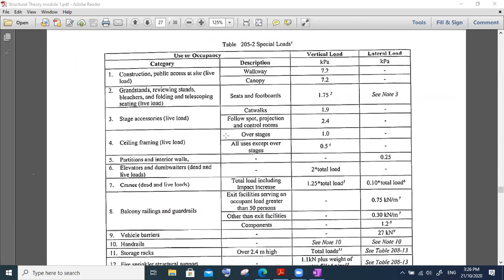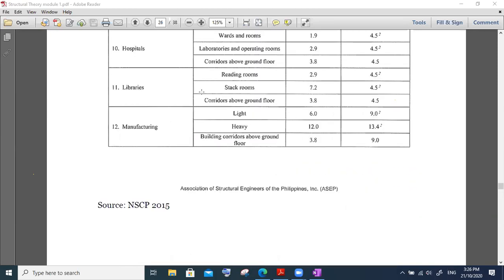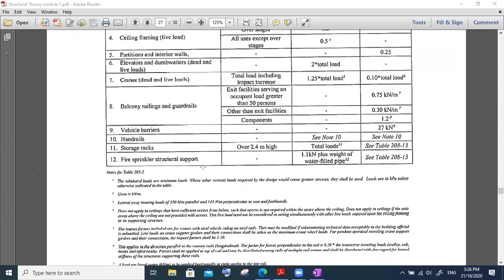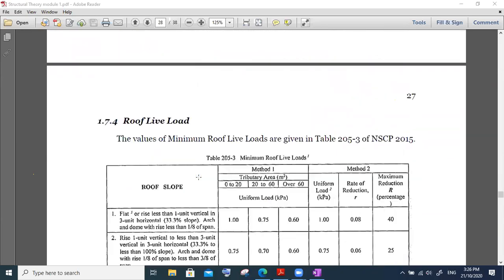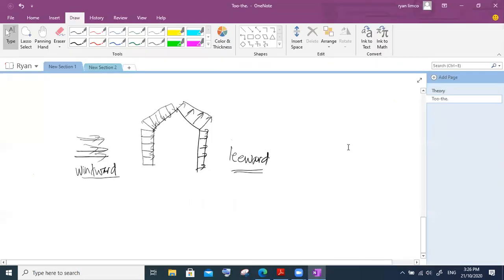And special loads. So, special loads is under din yan dito, no? Sa ating dead load. Roof live load naman. So, ito lang titingnan nating value. And you have the tributary area. Ano yung sinasabi ng tributary area? Ito lang po yung tributary area.